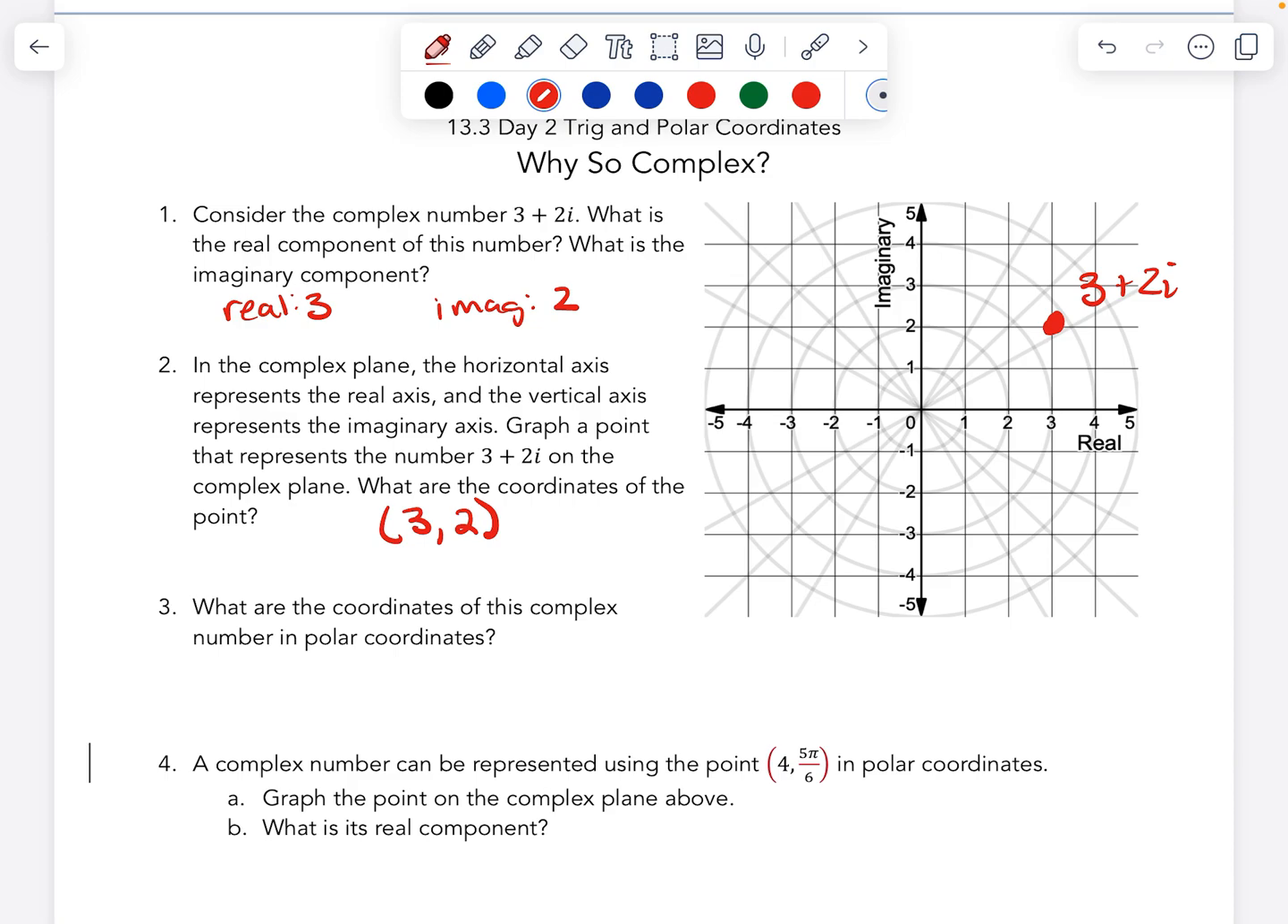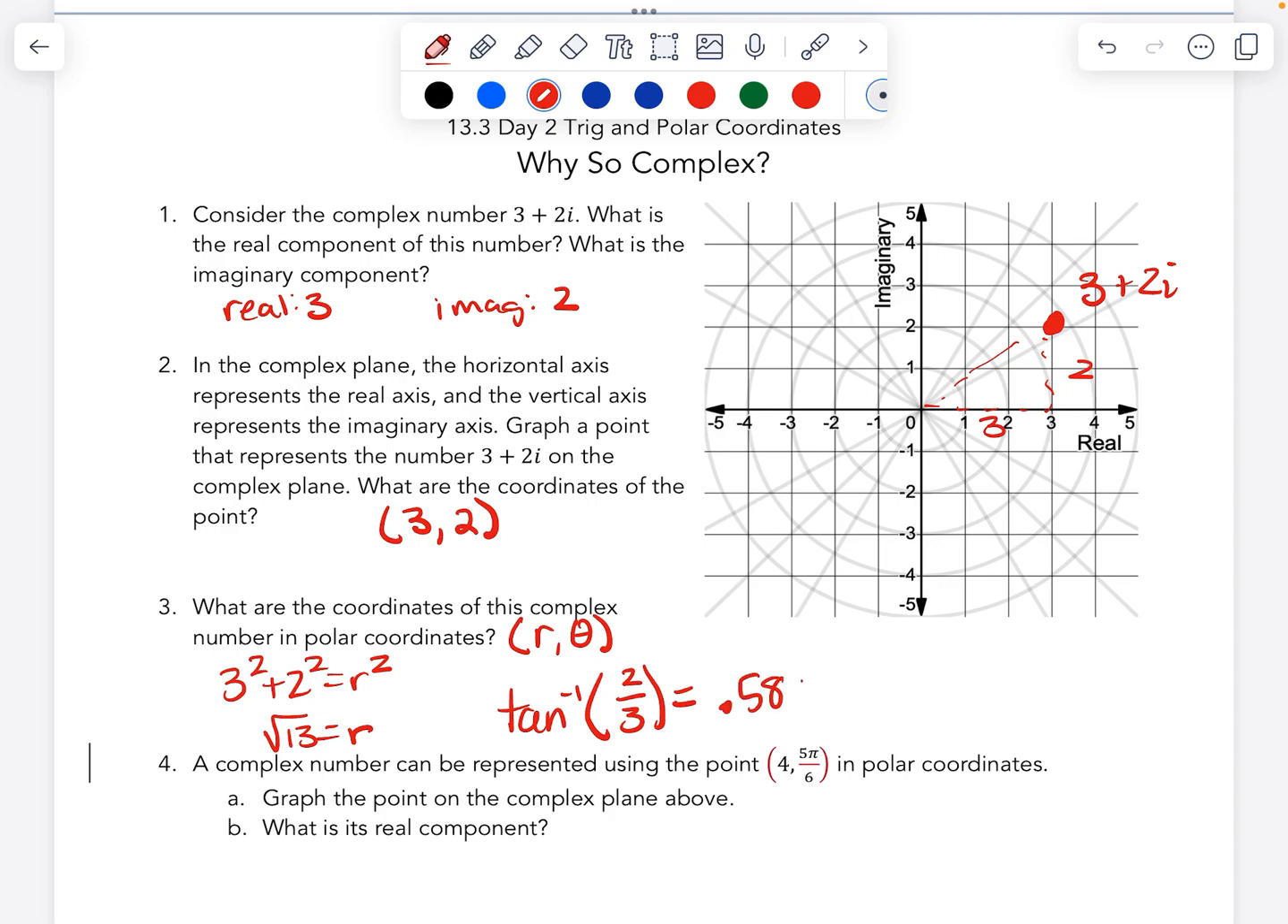What are the coordinates of this in polar? Okay, so polar again is our radius and theta. So to find our radius, let's see, it's like making that triangle, so 3 and 2. So 3 squared plus 2 squared equals r squared. So that would be 13, so the square root of 13 equals r. And then we have to do that trig, right? Inverse trig. And if I do that, I get approximately 0.588 radians. So in polar land, this is the square root of 13, 0.588.